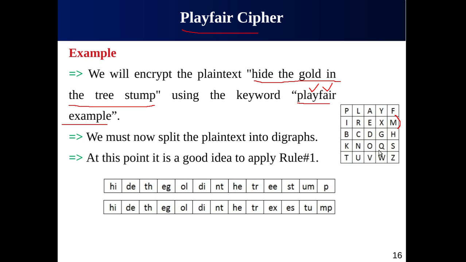Okay, B, C, D, G. Do not write J. J will be written over here along with I. Okay. So once you did this, the next step is to convert this given plain text into cipher text. According to rule number 1, you have to divide this given plain text into pairs. Remember, we are interested in encrypting two letters at the same time, not a single letter. So the first couple of letters is H, I, and D, E. This is H, I, D, E, T, H, and so on.